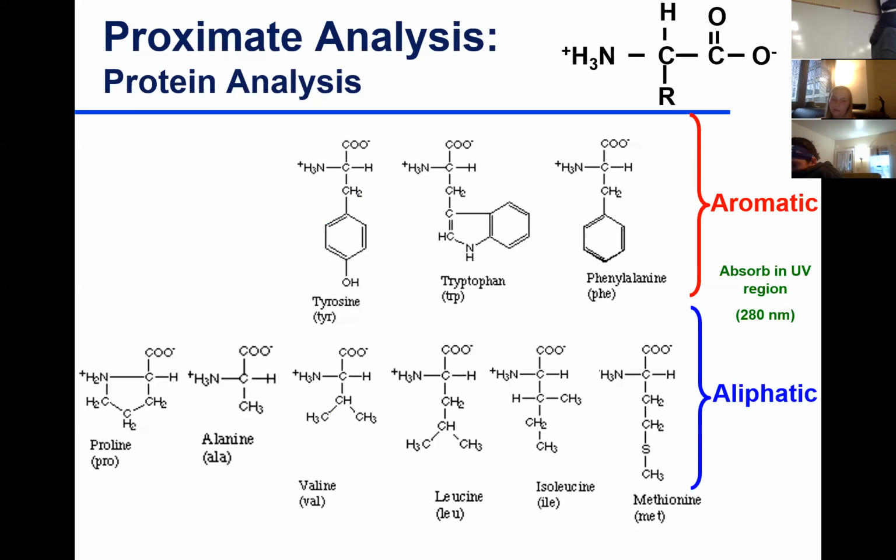Here they are. You have 3 aromatic amino acids among the 22 amino acids: tyrosine, tryptophan, phenylalanine. The aromatic structure in each of these amino acids allows them to absorb UV light, particularly at 280. The aliphatic amino acids down there, you don't see an aromatic structure. Proline here is a closed ring, but it's not an aromatic structure.